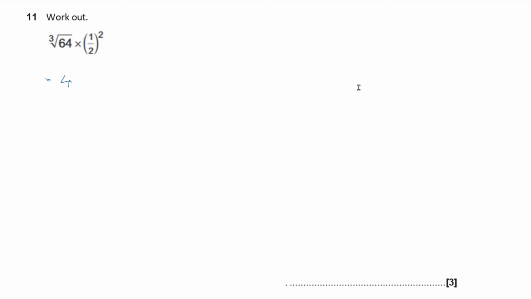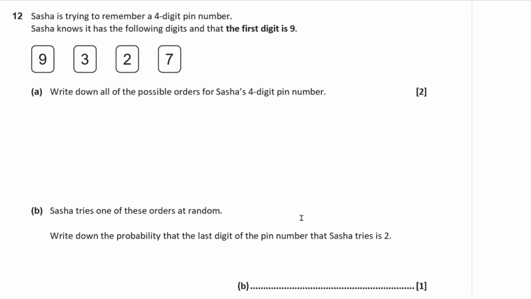And then if I square something, then I need to apply that square to both parts. So that's going to be 4 times 1 squared over 2 squared. Now 1 squared is just 1, 2 squared is 4. So I've got 4 times a quarter here, haven't I? Which I know what that is because those two just cancel each other out. And that just leaves me with 1. So what is cube root of 64 times a half squared? It's 1.